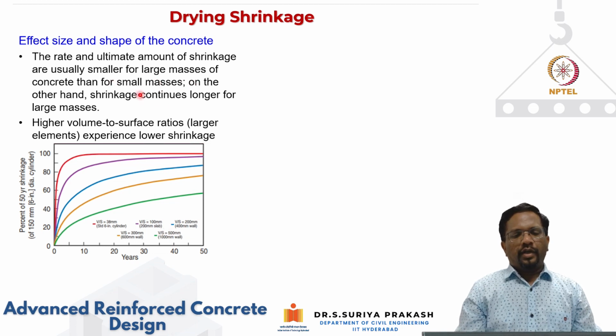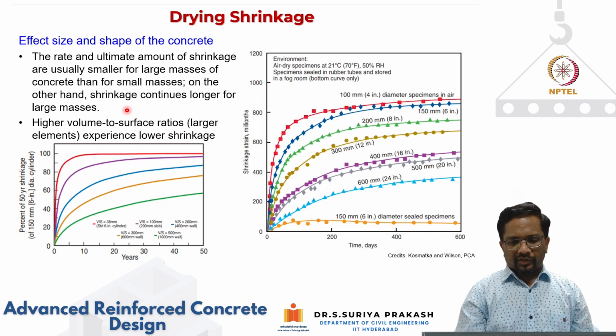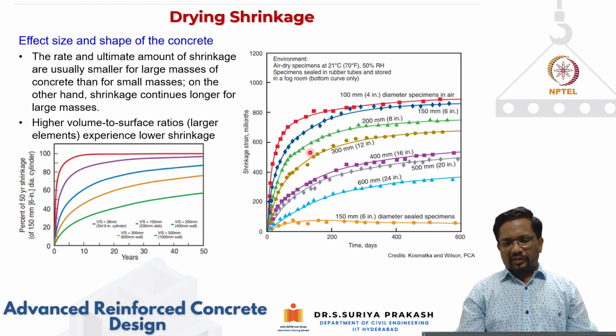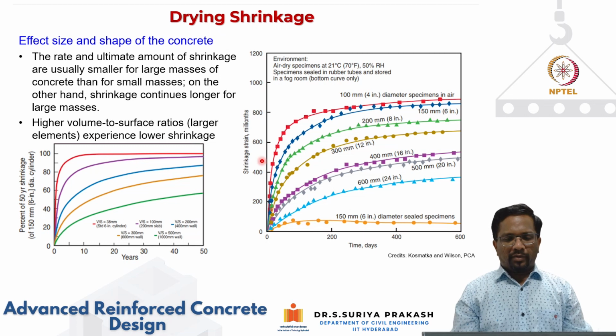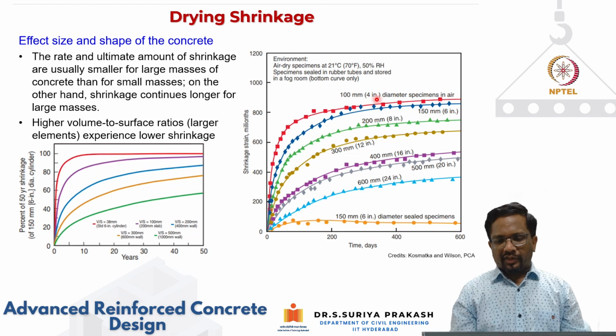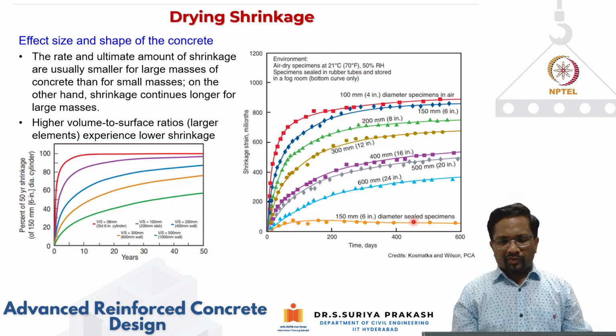However, the shrinkage will continue for a very long time for large masses. So that is what is also seen here. This chart actually shows with respect to time how the shrinkage strain in millionths is varying for different types of specimens. For example, these are the specimens which are sealed. So you are not allowing the moisture to escape out of the system.